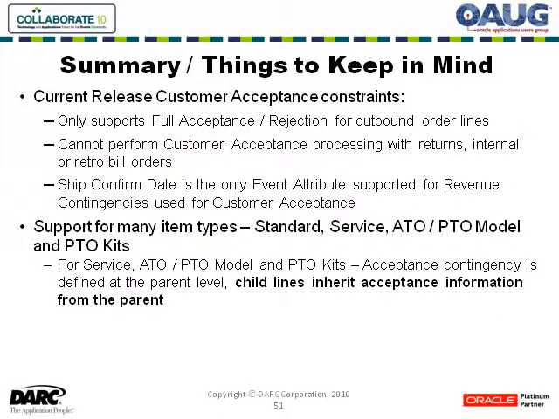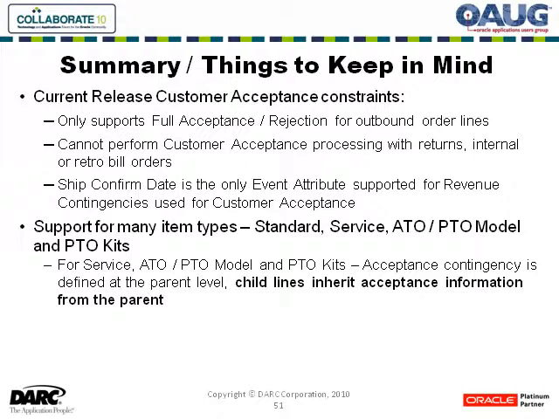Finally, there's some constraints with the current release of customer acceptance. It only supports full acceptance or rejection for outbound order lines. You cannot perform customer acceptance processing with returns, internal, or retro bill orders. And the ship confirmed date is the only event attribute supported for revenue contingencies with customer acceptance.